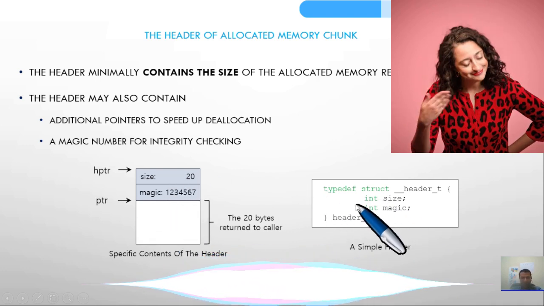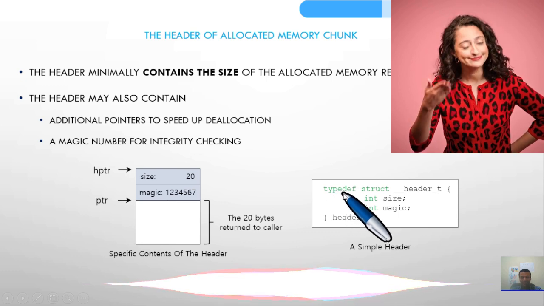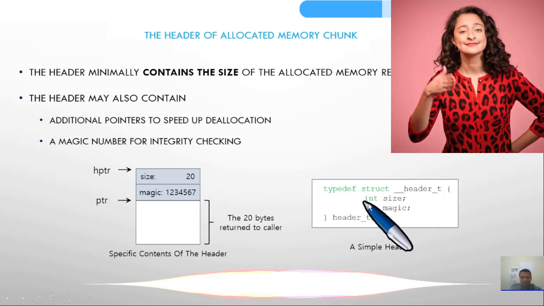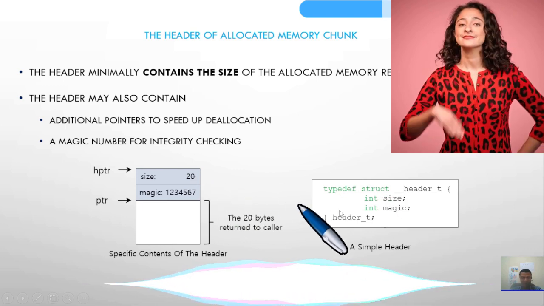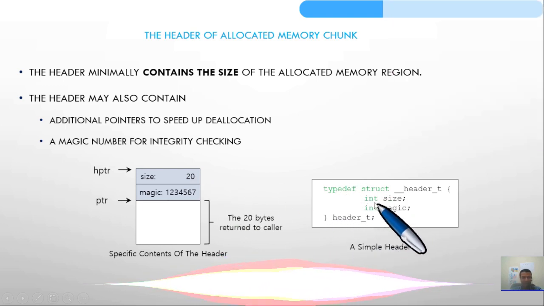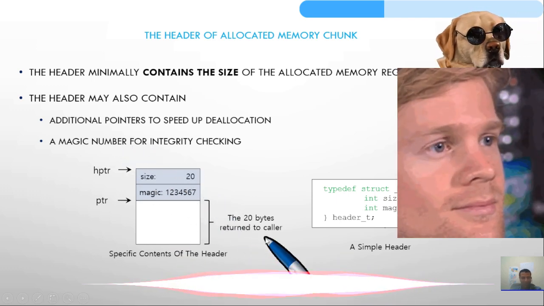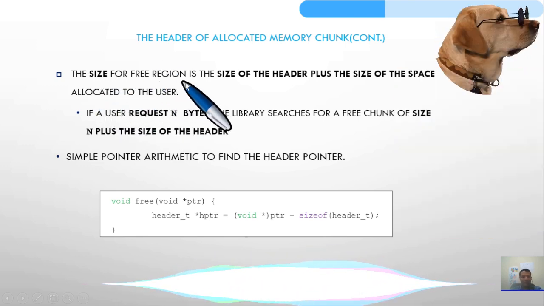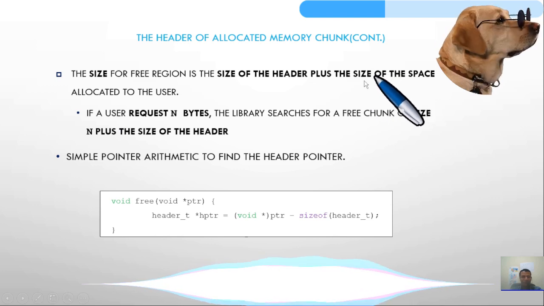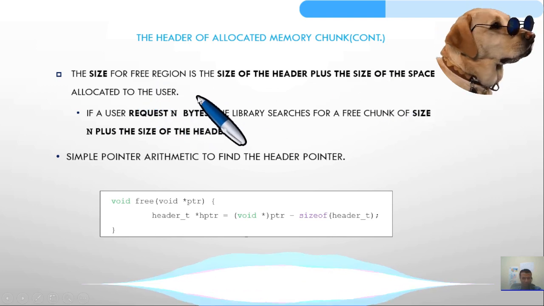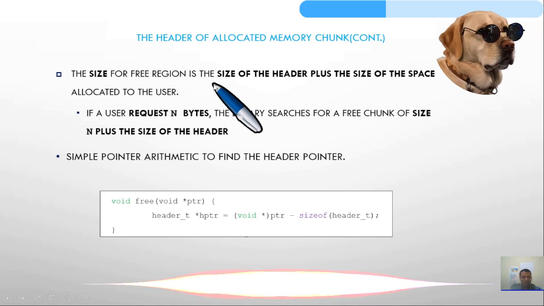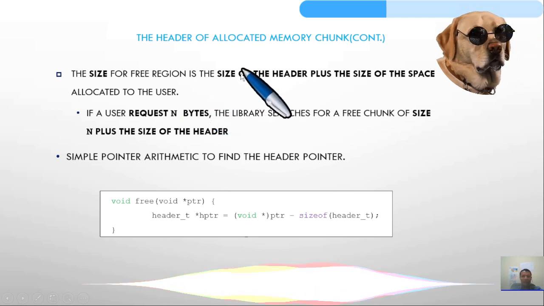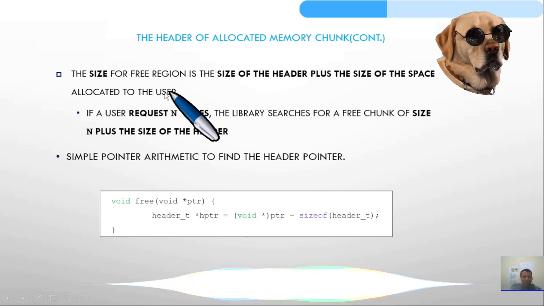If you see the simple code, this is a typedef structure, header_t. In header_t we have the size and the magic number. So this will be the header pointer, and a simple header code is like this. When you run this, it will create the header of the requested memory. So the size of the free region is the size of the header plus the size of the space allocated to the user. This is very important. Whenever we request memory, the header size will be attached. Most of the time it is 8 bytes.